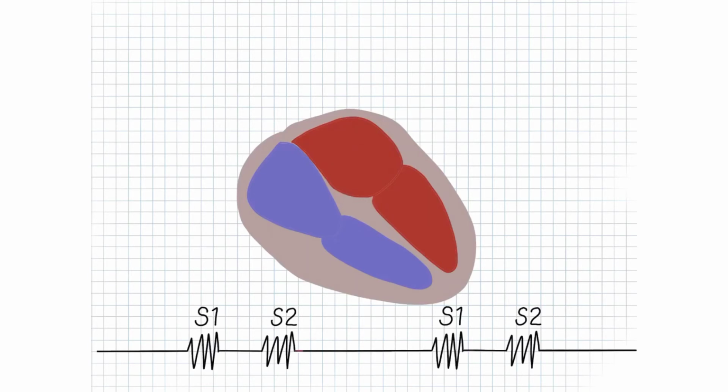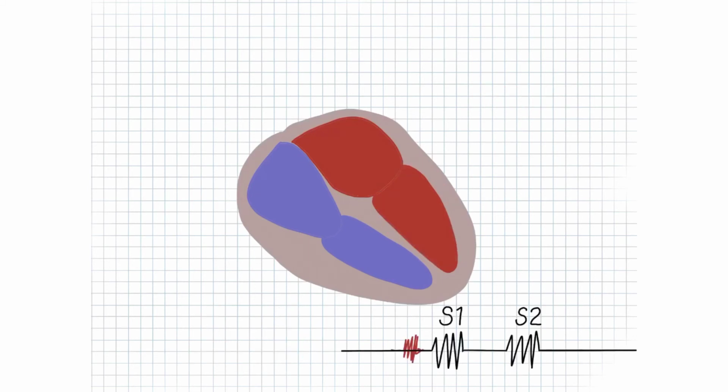As an example, S3 is a sound that may occur immediately after S2, and that's the sound of when the mitral valve opens and the blood hits the left ventricular wall, but it's sort of puffed out. So it's called a compliant left ventricle, meaning it's not as strong as it used to be. That's referred to as ventricular gallop and may occur in heart failure patients.